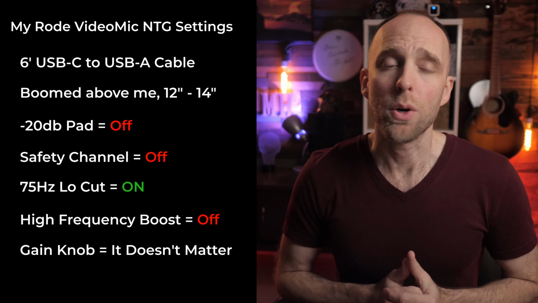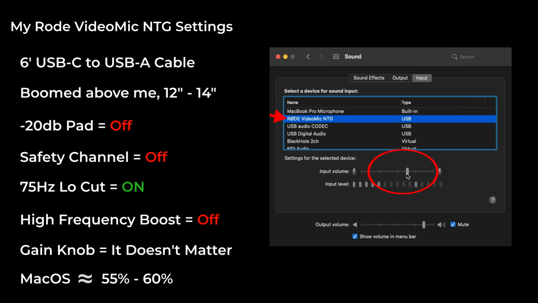But the rest of my settings are over in macOS, where I have the input slider for the Videomic NTG set to about 55 to 60% on the input tab in the sound setting in system preferences.